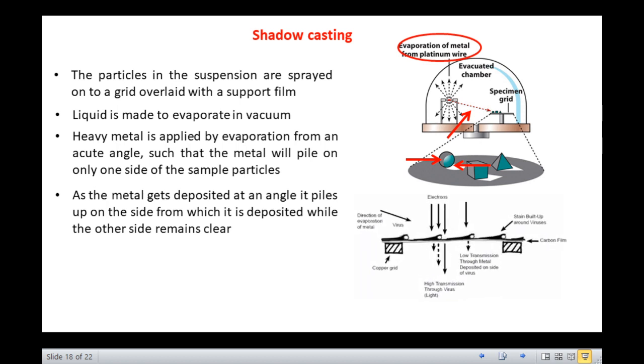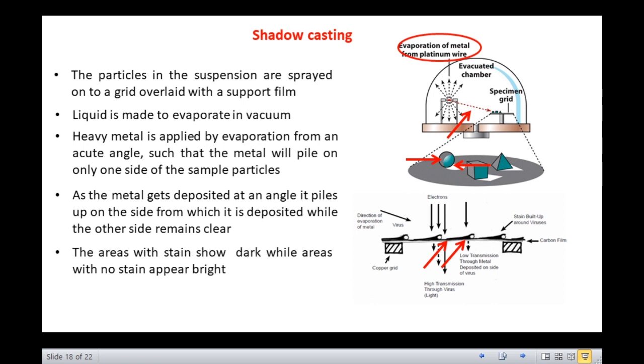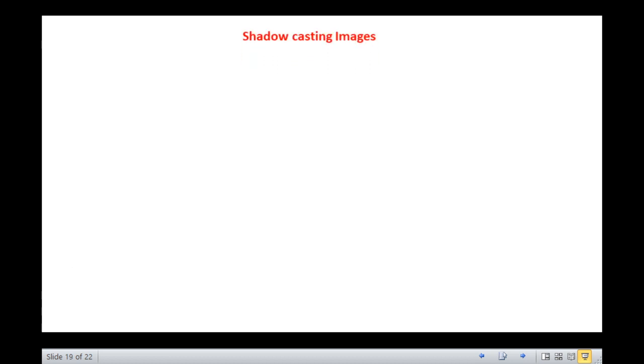When viewed in the TEM, there will be minimal transmission of electrons through the metal piled up on one side of the virus particle and high transmission of electrons through the shadow where no metal was deposited. In electron microscopy, the areas with stain show dark while areas with no stain appear bright. Not only does this technique show up the virus particles, but it also provides some information on the surface structure of these particles. Let us see a few images of shadow casting procedure.